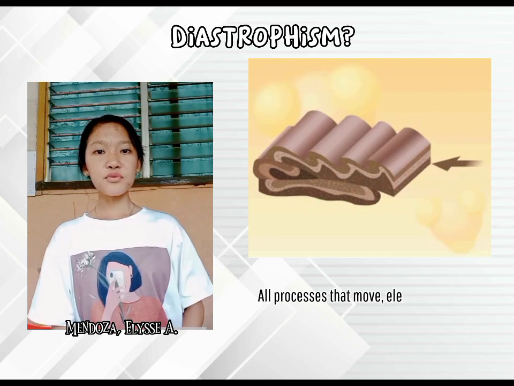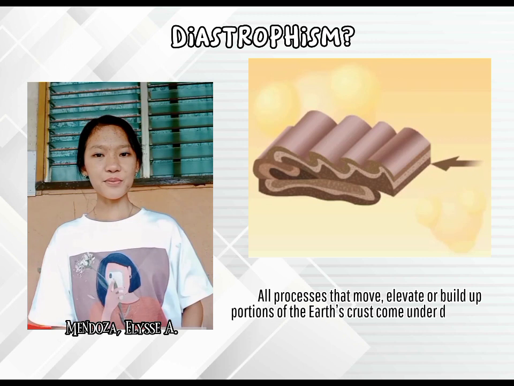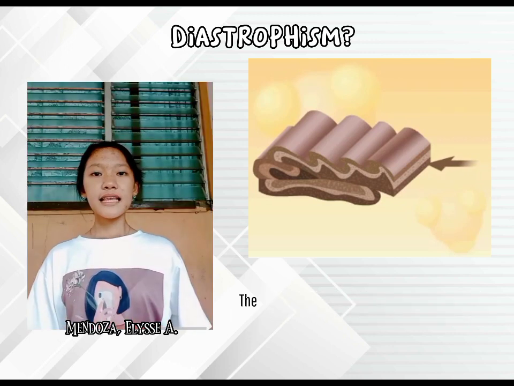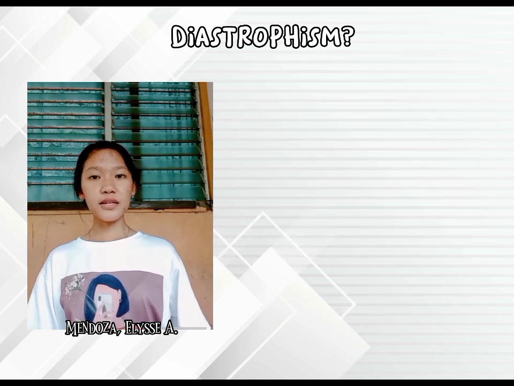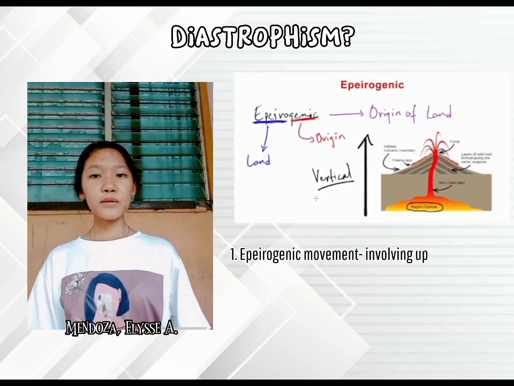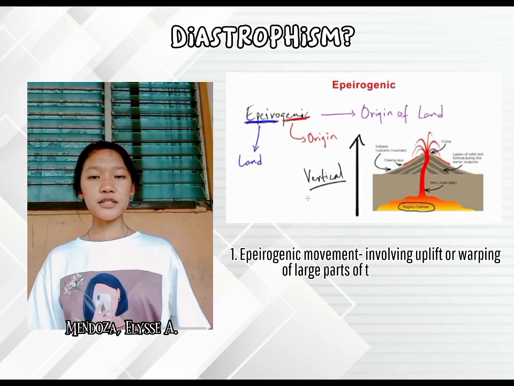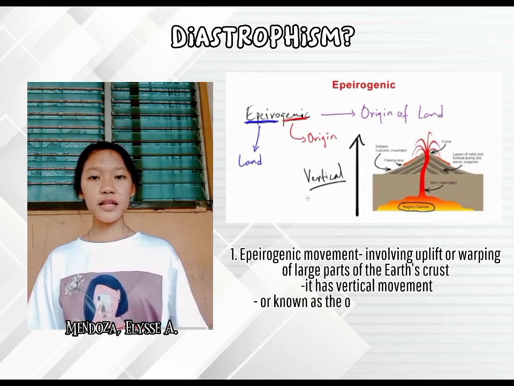All processes that move, elevate, or build up portions of the earth crust come under diastrophism. The diastrophic processes are broadly classified into two types. The first one is epeirogenic movement, which involves uplift or warping of large parts of the earth crust. It has vertical movement, and is known as the origin of the land or the land-forming movement.